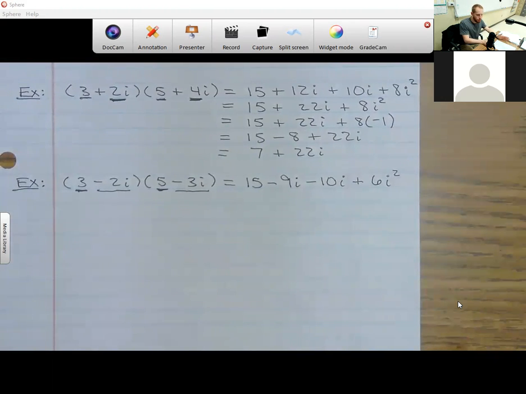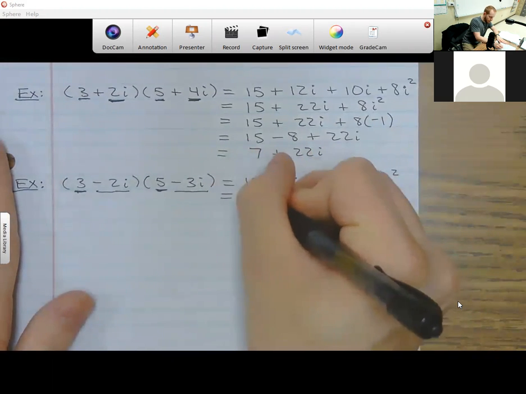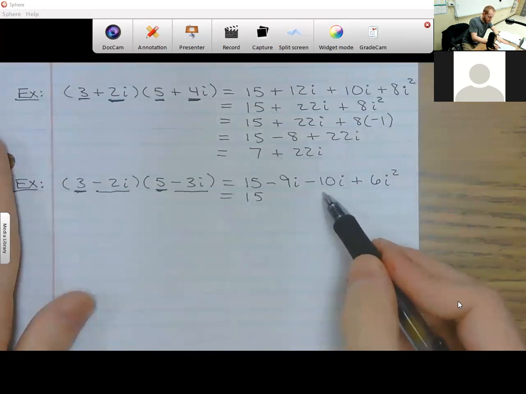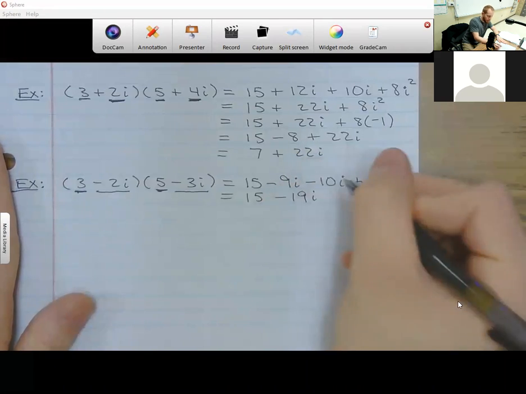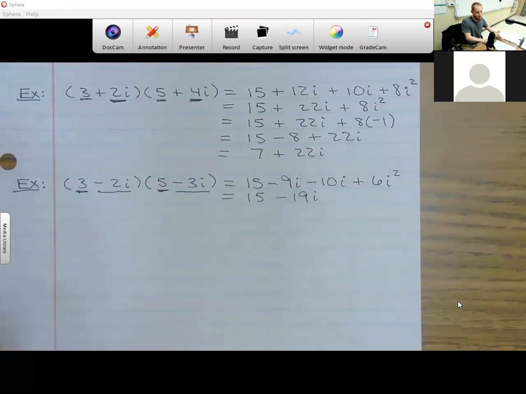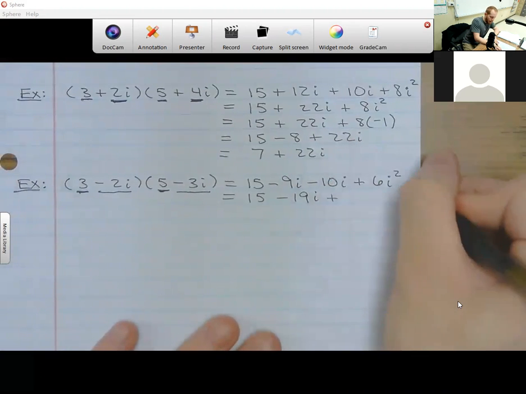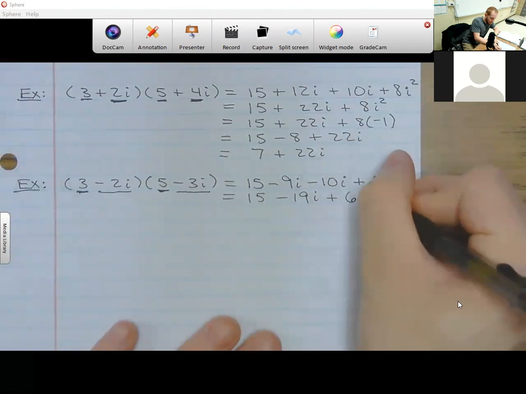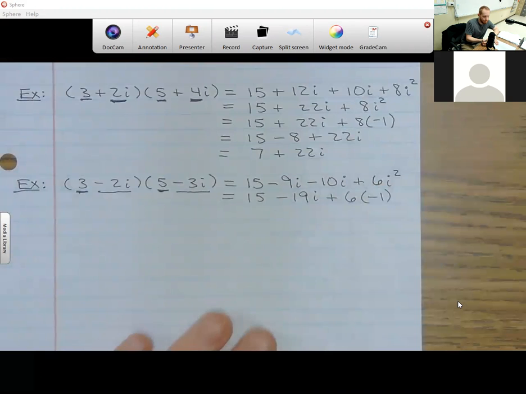So I do the middle two parts together first. I'm going to bring down my 15, and I'm going to do -9i minus 10i. That's -19i. So I'm putting those middle two terms together, right? And then this last part is actually going to be a -6. Why is that? Well, it's because i squared is -1. My i squared has been replaced by a -1, right?